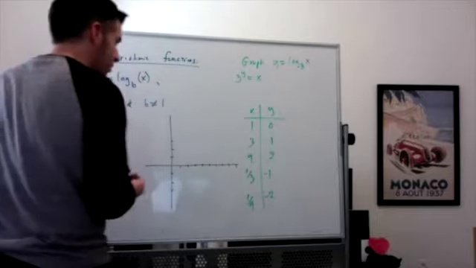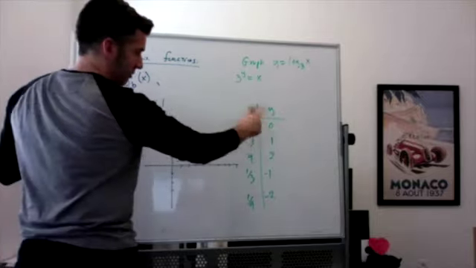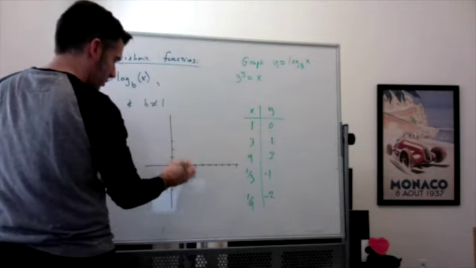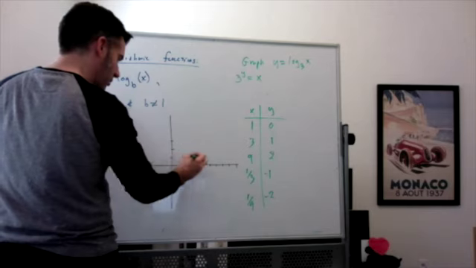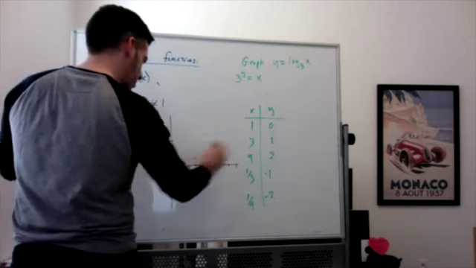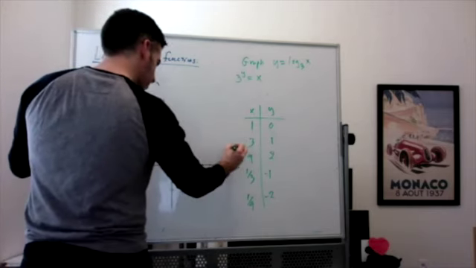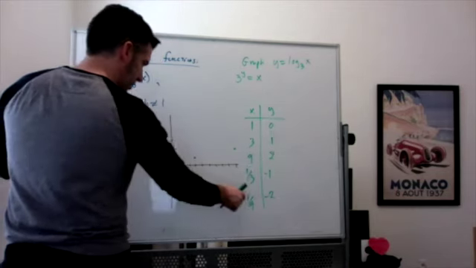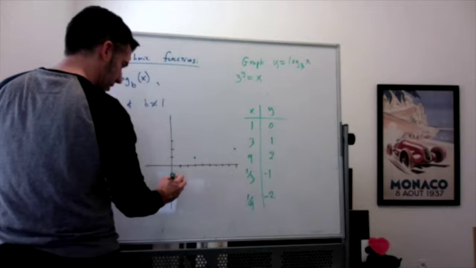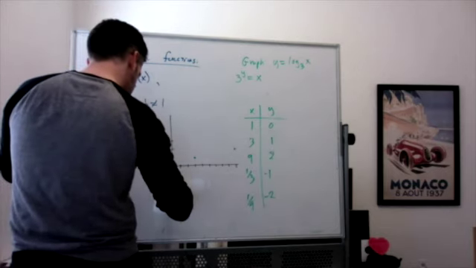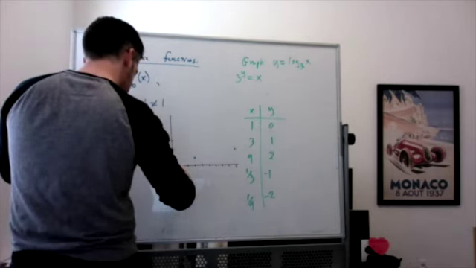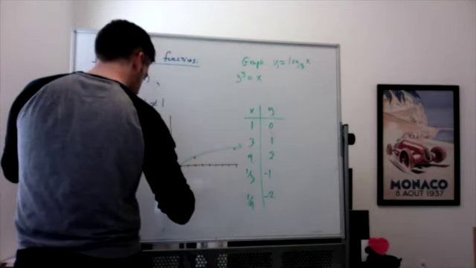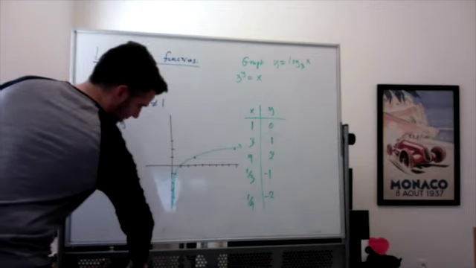Before I had all the points, except it was 0, 1, 1, 3, 2, 9. So now I've got 1, 0. It's right there. And 3, 1, 9, 2. And then x is 1/3 and y is -1. x is 1/9 and y is -2. So it looks like this. My graphing is less than excellent. Sorry, that looks terrible.